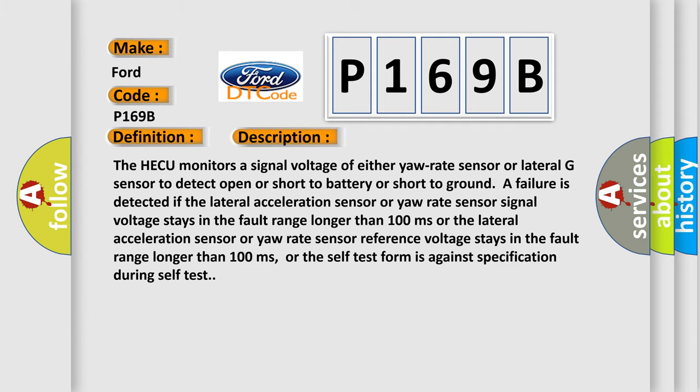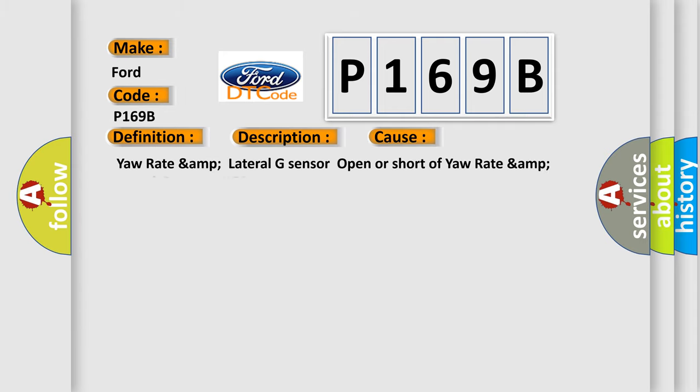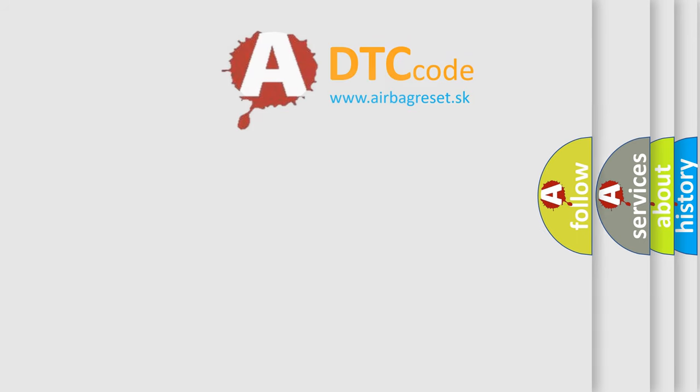This diagnostic error occurs most often in these cases: yaw-rate and lateral G sensor open or short, or yaw-rate and lateral G sensor HECU. The Airbag Reset website aims to provide information in 52 languages.